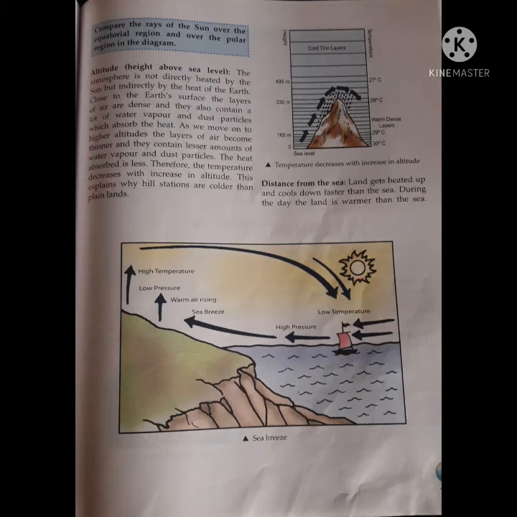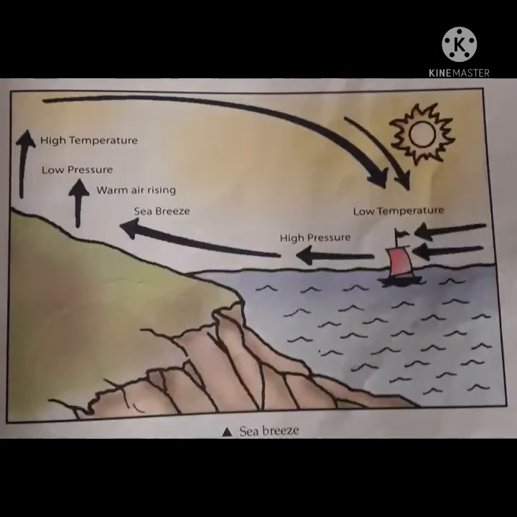Distance from the sea. As we know, land gets heated up and cools down faster than the sea. During the day, the land is warmer than the sea. The hot air over the land becomes lighter and rises, and cool air from the sea takes its place. It is known as sea breeze.